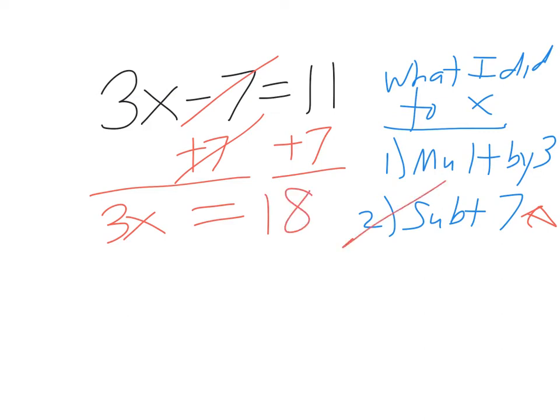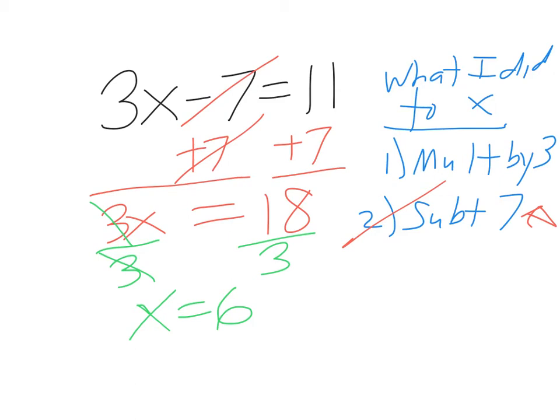So that's done. So now I have to undo multiply by 3, and to undo multiply by 3, we, of course, divide both sides by 3. The 3's cancel, and then 18 divided by 3 is 6. So x should be equal to 6.